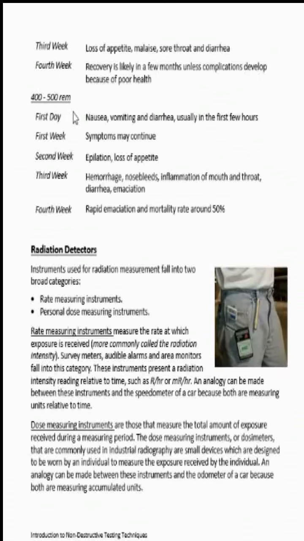At 400 to 500 rem, if somebody takes this dose, on the first day there is vomiting and diarrhea. What starts in the third week starts on the first day. Symptoms may continue. In the second week, loss of appetite again. In the third week, blood hemorrhage, nose bleeding, inflammation of the mouth and throat, diarrhea, anemia, and so on.